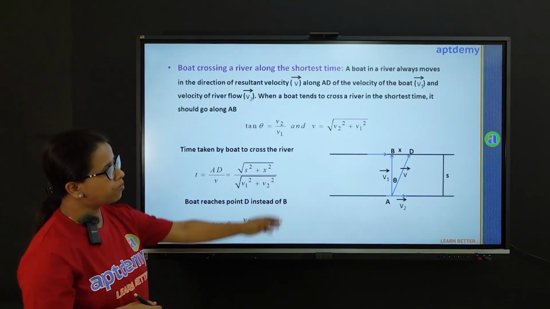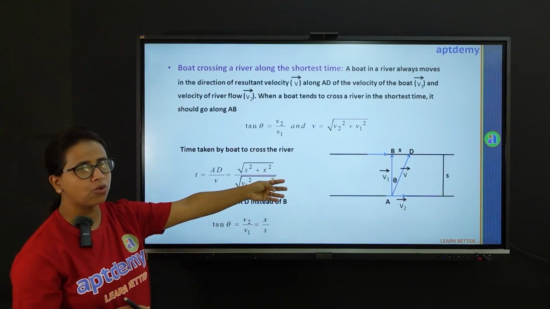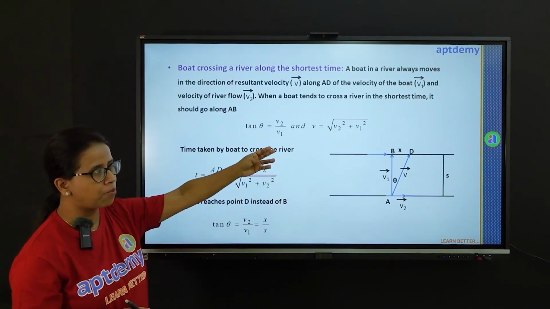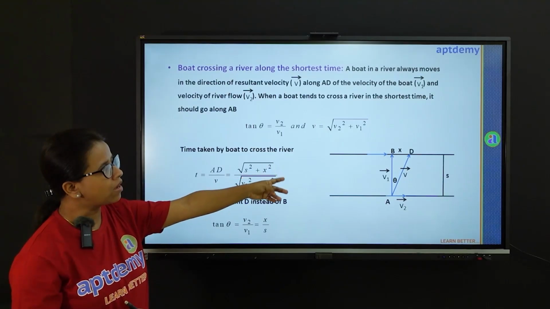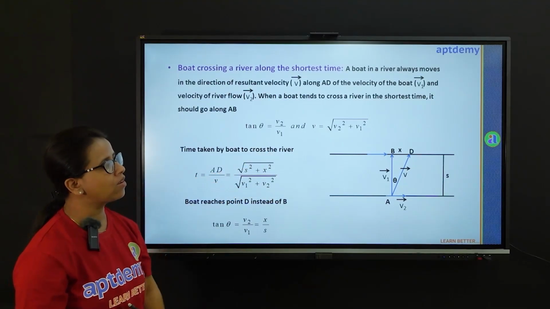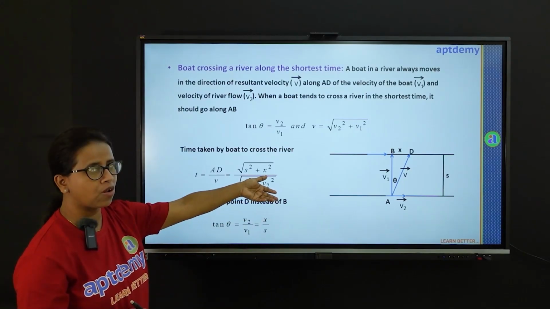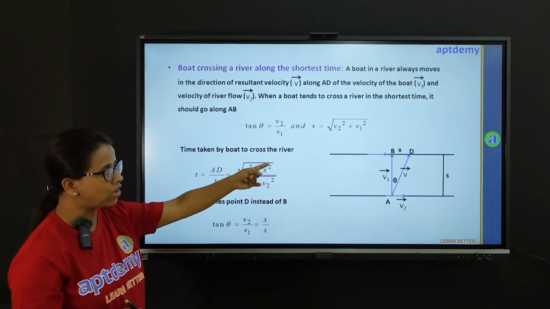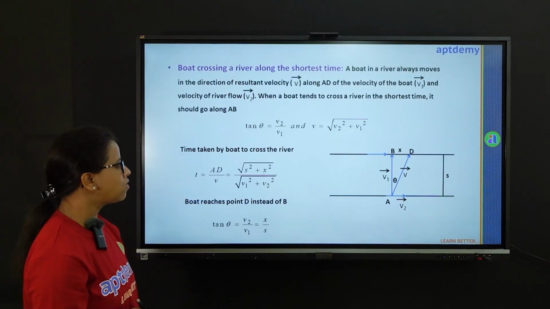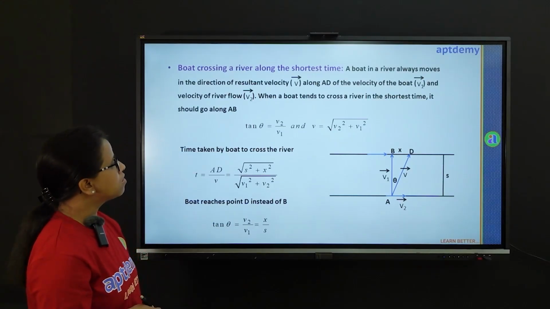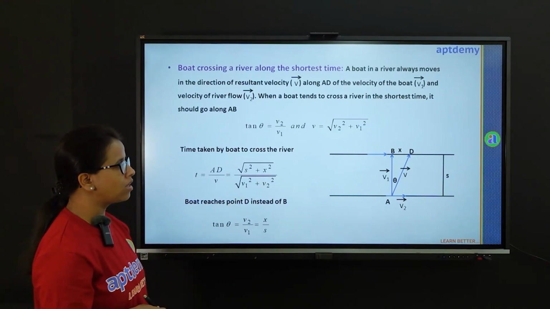Now, if the boat is trying to cross the river along AB, then by the time it crosses and reaches the point, it has already traveled a certain distance because of the velocity of the river, and it reaches the point D instead of the point B. So tan theta from this drawing is clear.